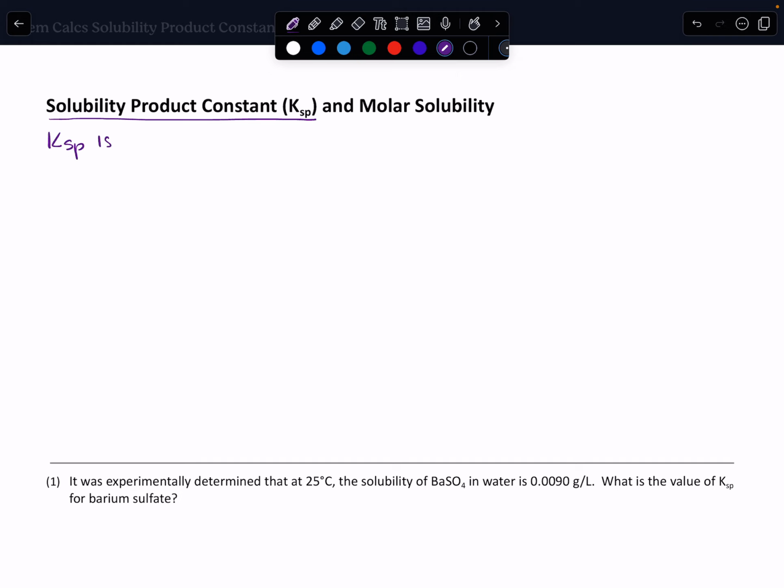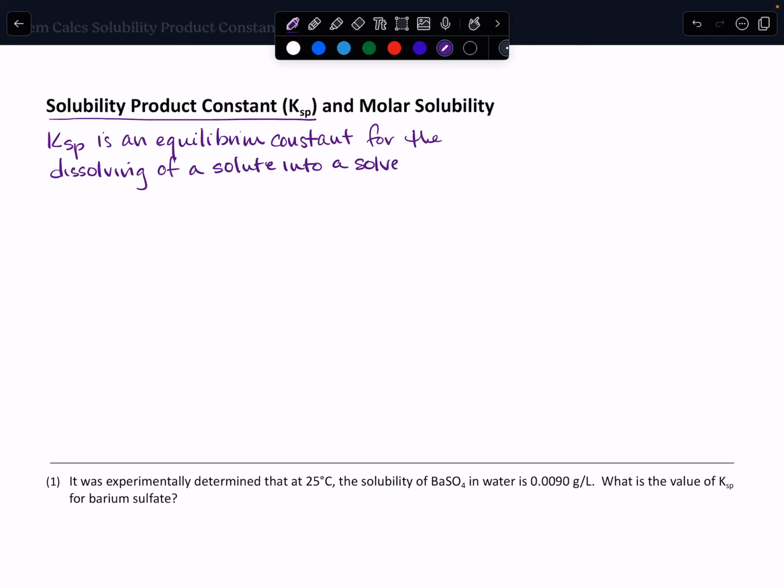All right, Ksp is an equilibrium constant, similar to Kc or Kp, but it is specific for the dissolving of a solute into a solvent. Now for our purposes, we're going to see this mostly in the form of ionic compounds dissolved into water, so the formation of aqueous solutions. But that's not to say it has to be focused only in that particular area. But that's what we're going to use for our examples and the practice problems that we're going to do.